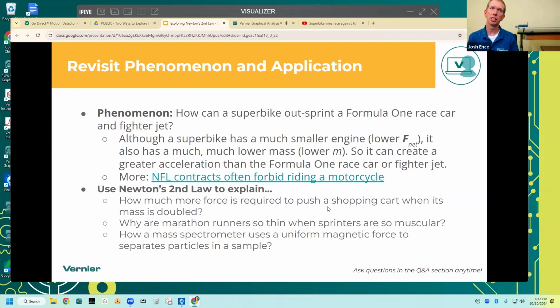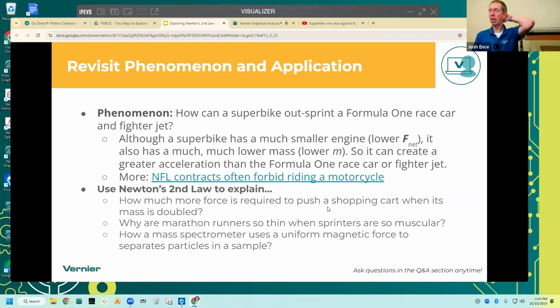Well, this is where we hope that they understand that even though it has a smaller engine, so there's less net force on the motorcycle than there are on the other ones, it has a much, much lower mass and therefore can achieve a greater acceleration than the other ones.